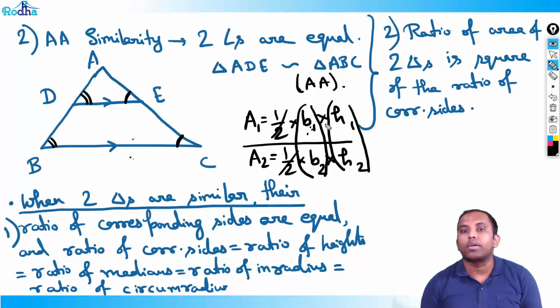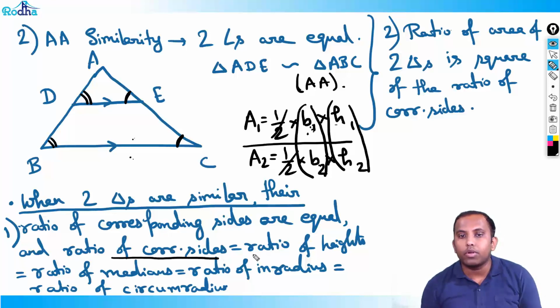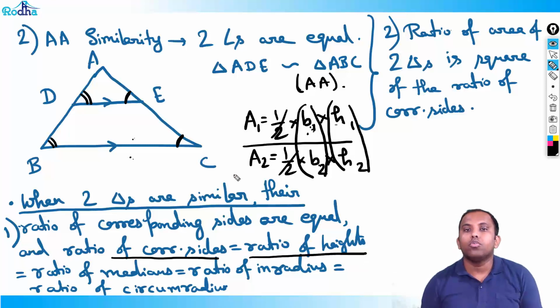It will become a square, right? When two triangles are similar, the ratio of base and the ratio of height are equal. The ratio of corresponding sides will be equal to the ratio of heights, right? What is base? One of the sides only, right? So the base ratio and height ratio are equal, and since multiplication is there, it will become a square.